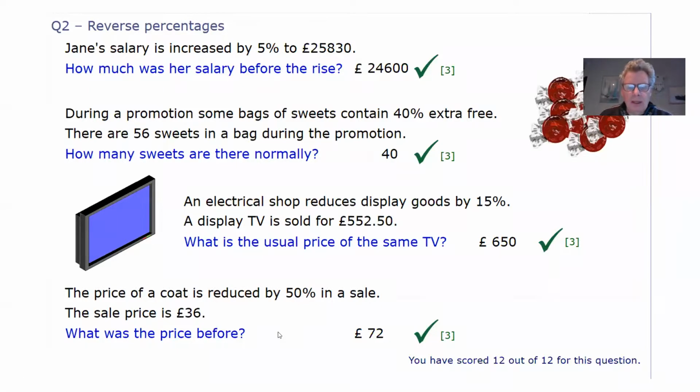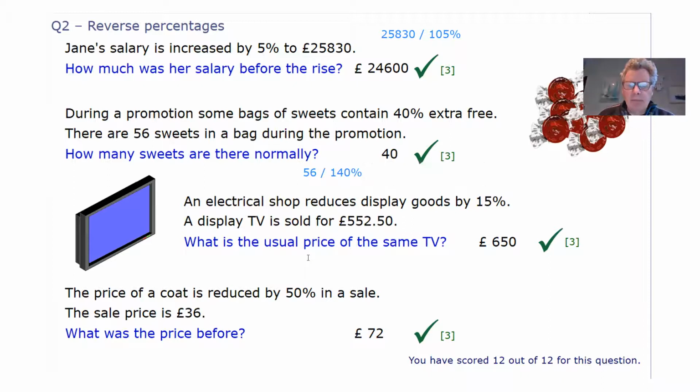We could have literally done 25,830 divided by, our PAC is going to be 105%. This one, the PAC is 140%. So we could have gone 56 divided by 140%.